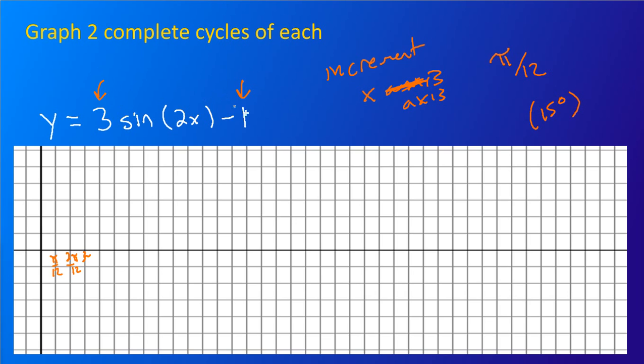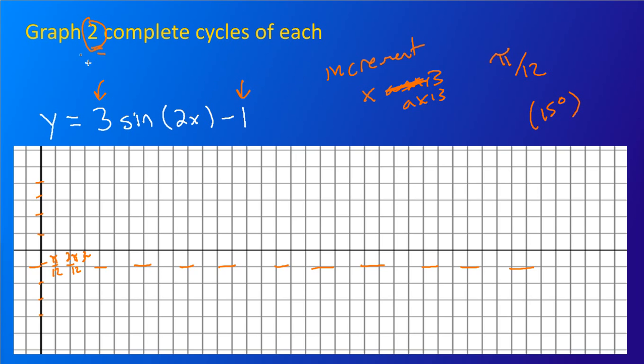I'm also going to want to know not only my midline, but my amplitude. So my amplitude of 3 tells me that I'm going to need 3 of these. So 1, 2, 3, maybe even a 4. My midline's -1, so that's right here. So I want to make sure that I'm graphing off of this midline, not just the x-axis. All right, so it says 2 complete cycles in this example, but I might say 1 complete cycle or 3 complete cycles. That means I need 3 or 2 complete curves, in this case, 2 complete curves.